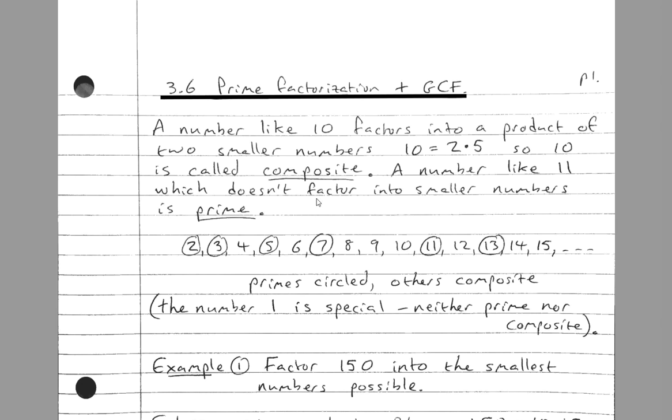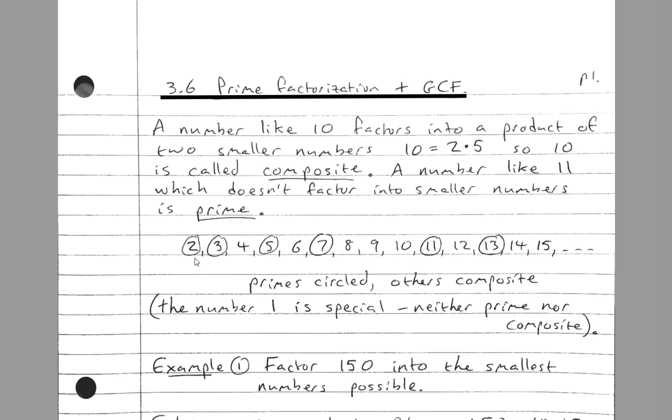Okay, so every positive integer is either composite like 10 or prime like 11. Well, every positive integer except 1. So 1 is a special case. Not prime, not composite. But every number 2 or higher has to be prime or composite.